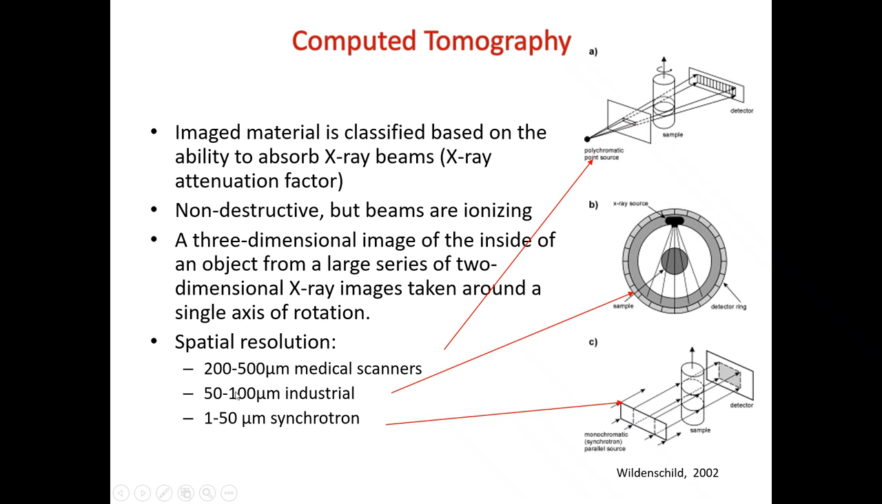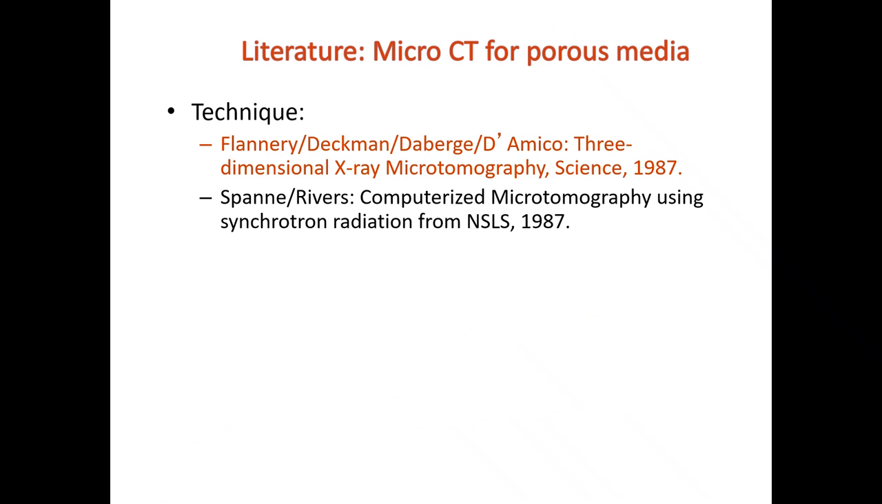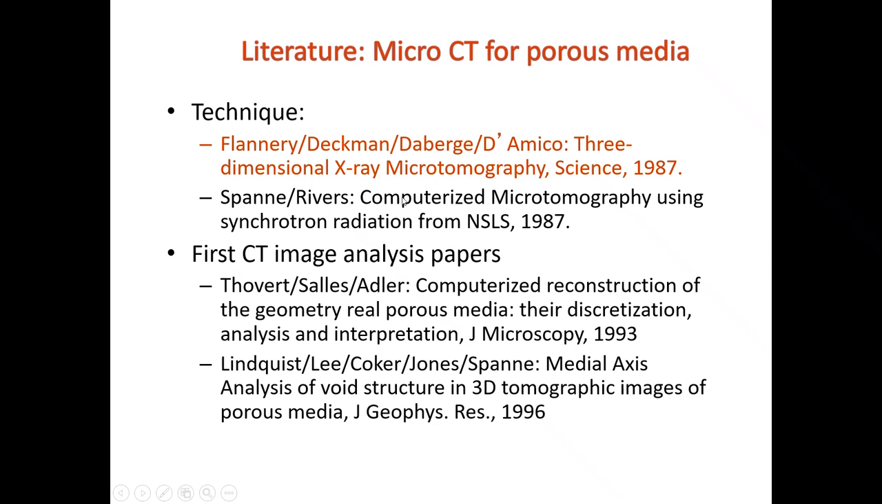Let me just get through the resolution and this quick introduction, and then we can go. Medical scanners can do 200 to 500 micron resolution at best. Industrial scanners are a little better than medical in terms of resolution, so they can go down to 50 to 100 microns. This is the one that we visited last time. And today, this is not synchrotron, but microtomography scanners can go down to 1 to 50 microns.